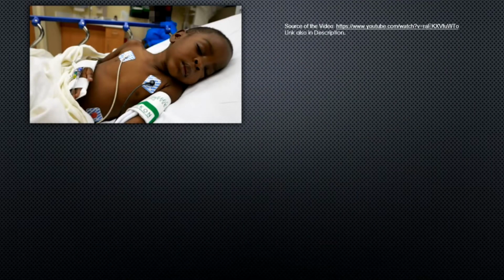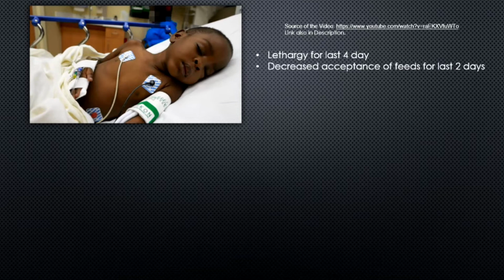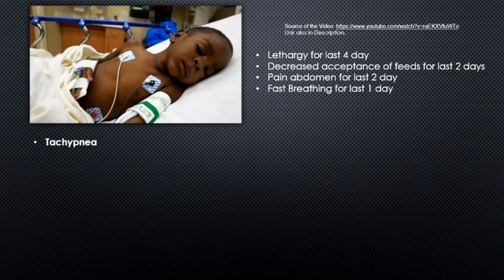Suppose you are posted in a pediatric emergency. This patient comes to you with the complaint of lethargy for the last 4 days, decreased acceptance of feed for the last 2 days, pain abdomen for the last 2 days, and fast breathing for the last 1 day. On further examination, you found out that the patient had tachypnea, tachycardia, and feeble peripheral pulses. BP was around 60 to 34.